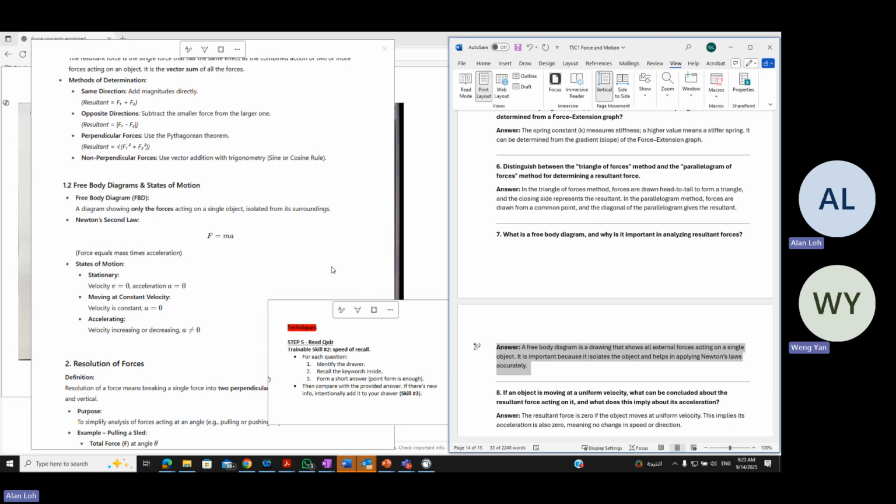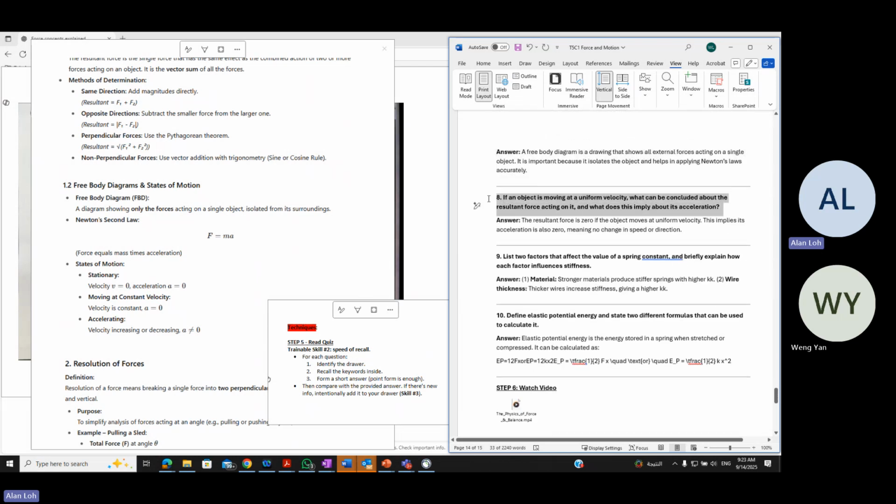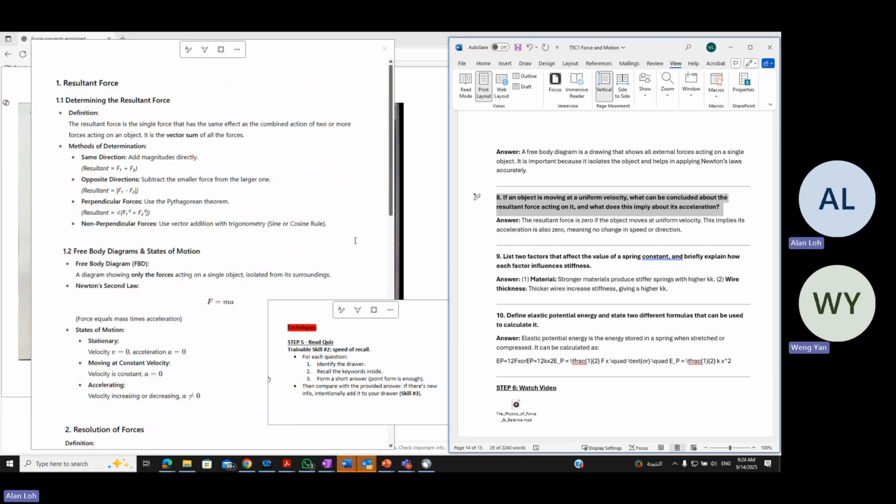Helps find Newton's laws accurately. All right. Almost there. Uniform velocity. That's the first one. This one, I think, what does this imply? Acceleration is 0. Okay. Implies acceleration also 0.